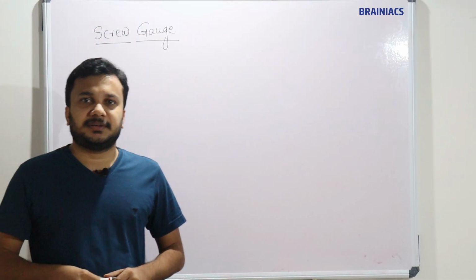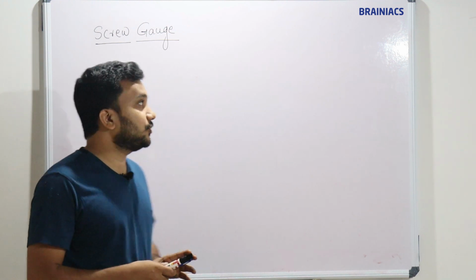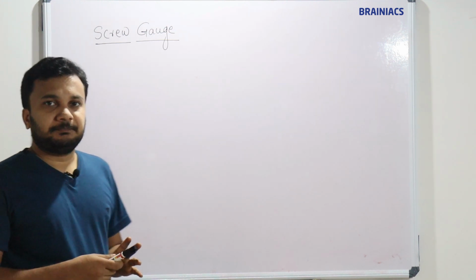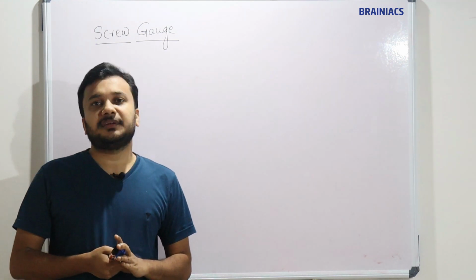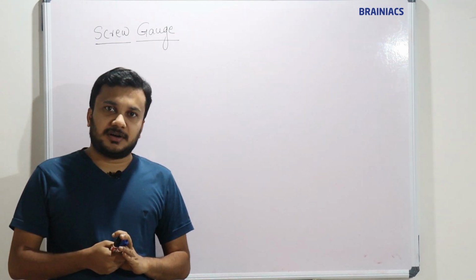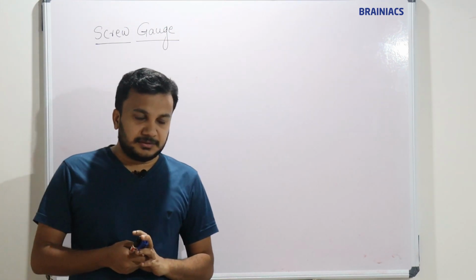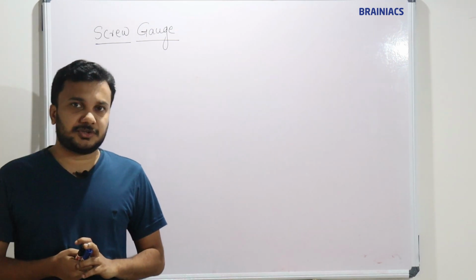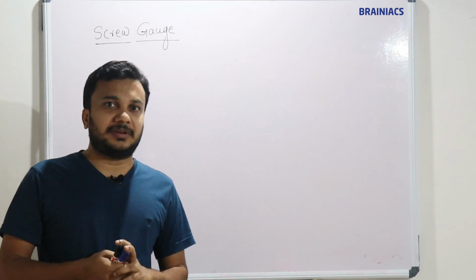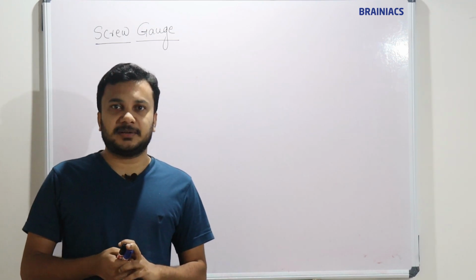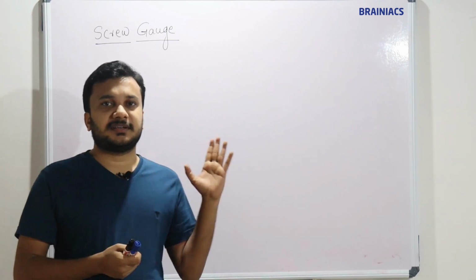Hi dear students, welcome to the next topic from units and dimensions, which is called screw gauge. Last class we learned about something called vernier caliper, and screw gauge is also another device like vernier caliper. Those who are not very clear about vernier caliper, please try to watch those videos again and make the concept very clear. If you clearly understood vernier caliper, then only you will understand screw gauge.